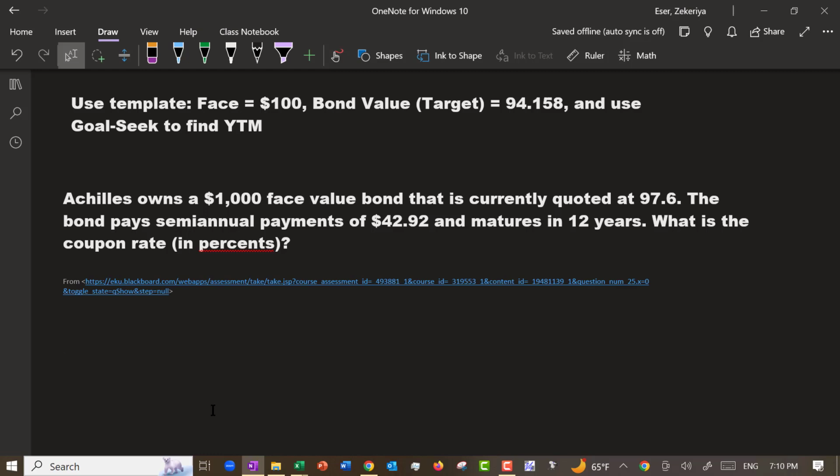Each coupon is $42.92, right? Divide that by the face value. That's 4.29% per period. This is the semi-annual rate. And coupon rate is twice that. 8.58%.